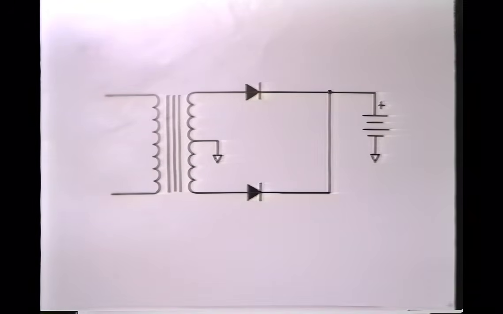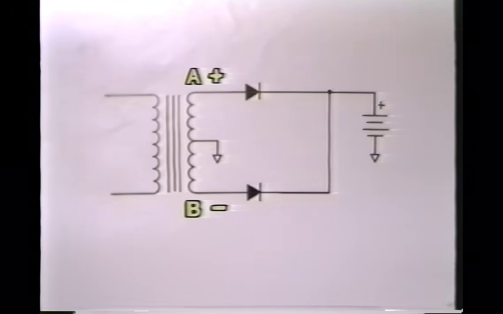Let's trace the current flow in this circuit. When point A is positive and point B is negative, the current flows through this diode and into the positive side of the battery. The return path is through ground and back into the center tap of the transformer. When the polarity of the transformer is reversed and point B becomes positive, the current flows through this diode. Well, notice that this diode is connected right back up to the positive side of the battery.